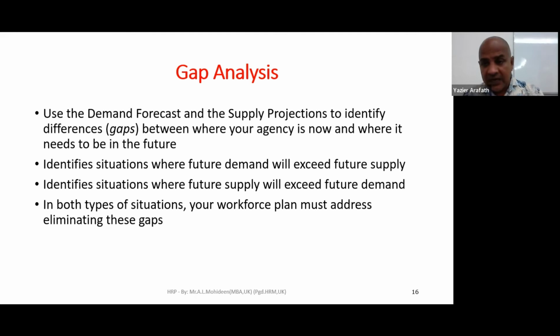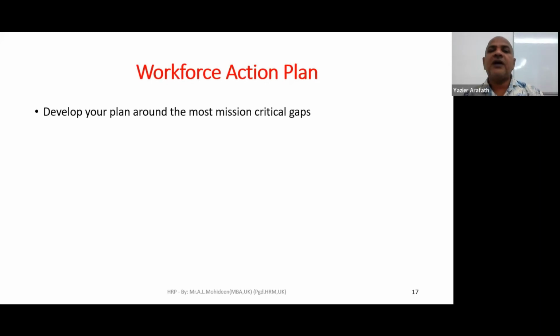So currently we have a number of people. In the future, we need this number of people. So the gap should be identified. According to the gap, the employees should be planned for hiring. So we will go into practical case studies later. This is only theory. So you have to understand how gap analysis is done. Okay. And also we have to go for the workforce action plan.